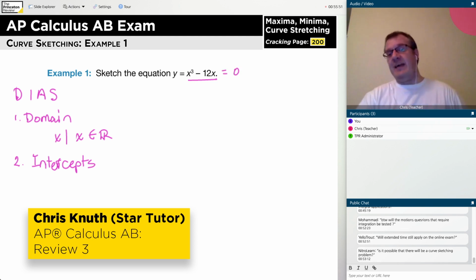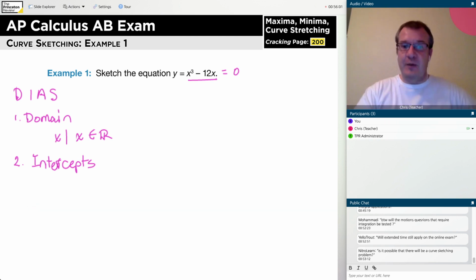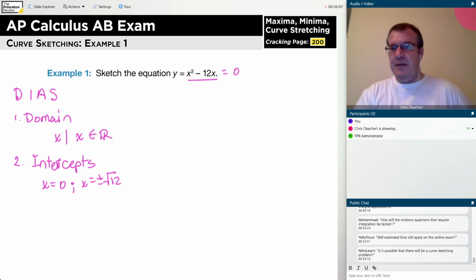I would factor out the x, because x equals 0 is totally going to be one of your intercepts. And then x squared minus 12, just add the 12 over, x equals plus or minus square root of 12. So x equals 0, plus or minus square root of 12.